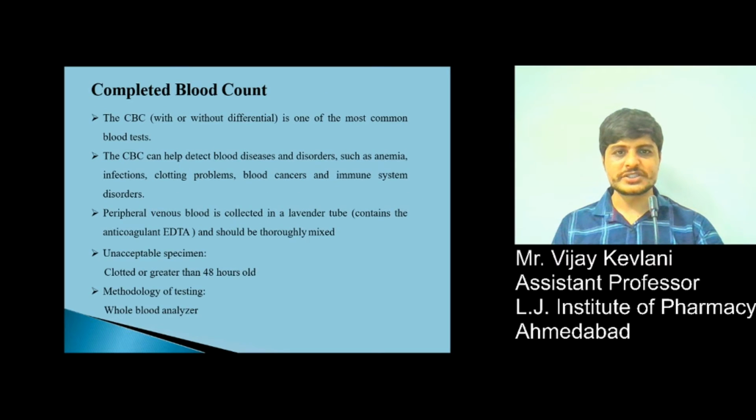The very first test is the complete blood count, or you call it CBC. The CBC is one of the most common blood tests. The CBC can help to detect blood diseases and disorders such as anemia, infections, clotting problems, blood cancers and immune system related disorders. Peripheral venous blood is collected in a lavender tube and should be thoroughly mixed.